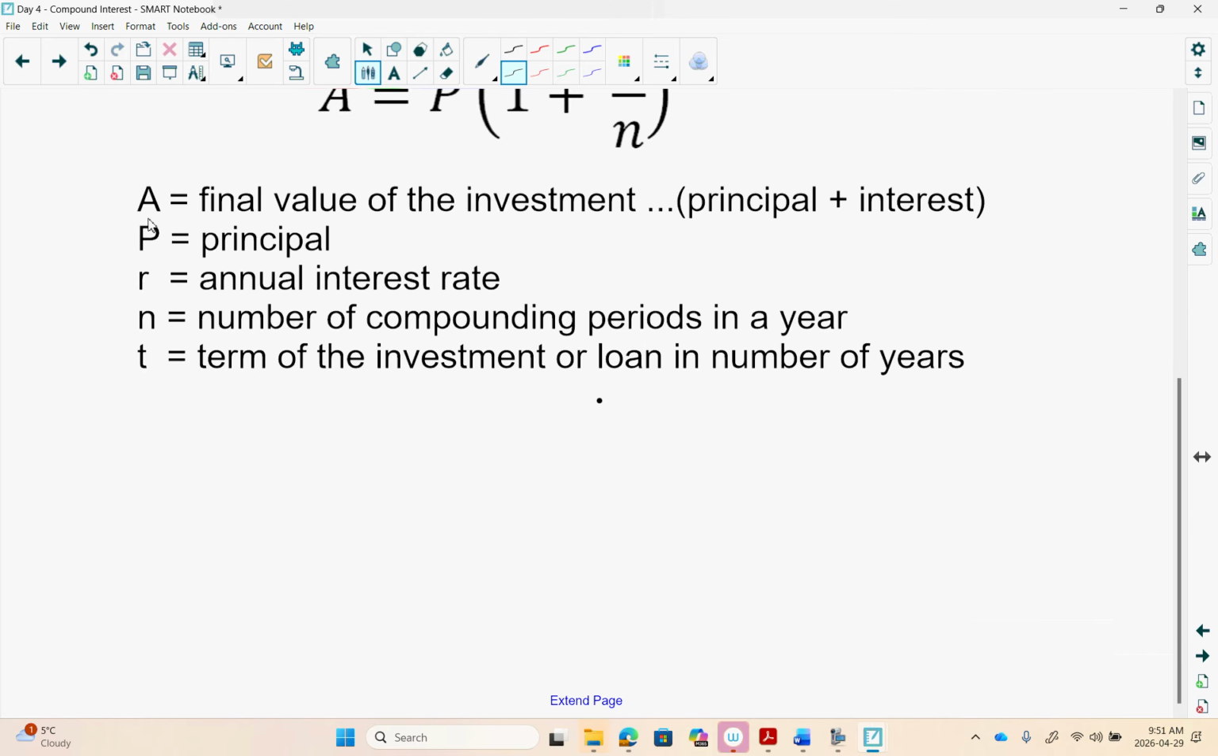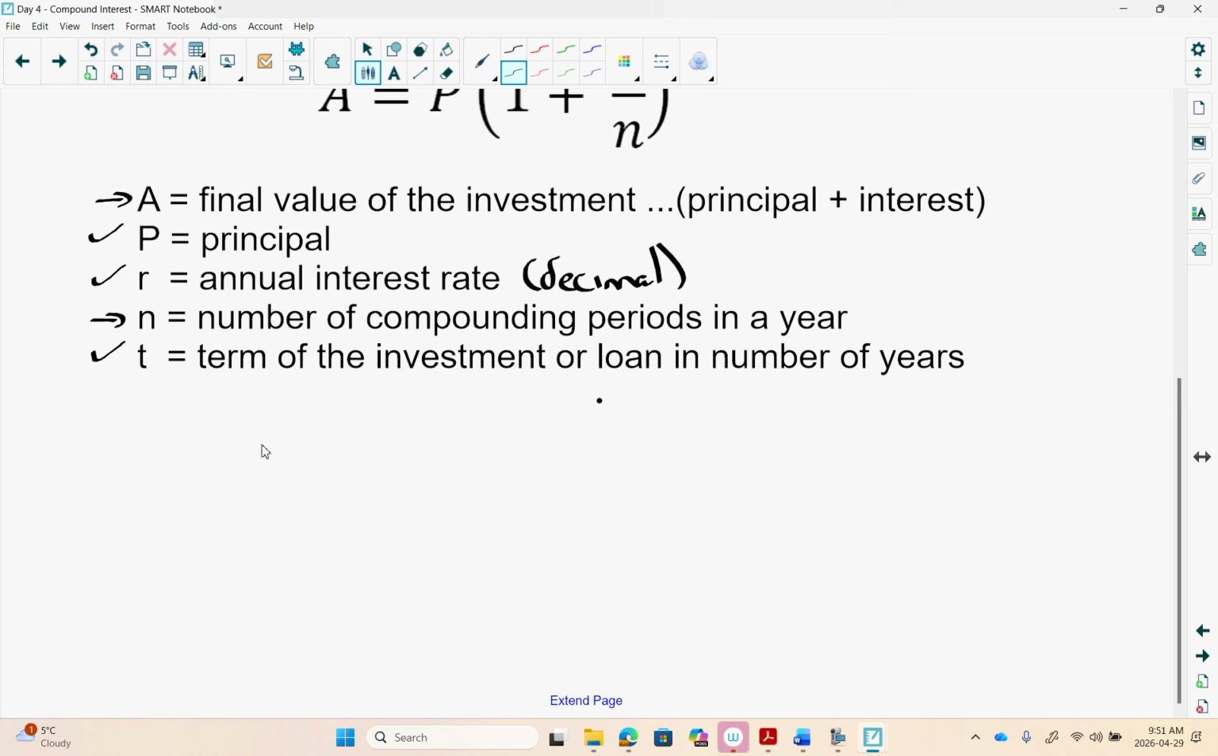And on this page, it tells you what A represents. It tells you what P represents, R represents, and T represents. Like, these are the same as yesterday. We talked about principal yesterday. We talked about the interest rate yesterday. And we talked about the time or the term of the investment. Remember, this had to be in decimal form, and this had to be expressed in years. These are the new guys, all right? The final amount and the number of compounding periods.